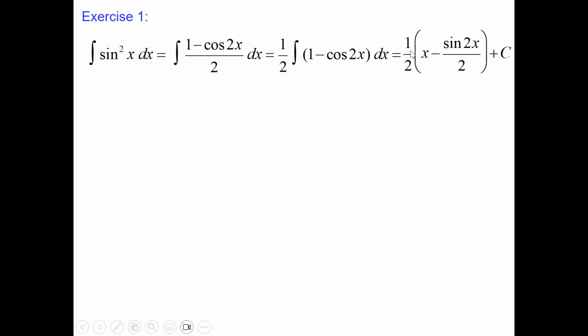Integral of 1 dx is x. Integral of cosine 2x is sine of 2x over 2. Negative will stay. That's it.